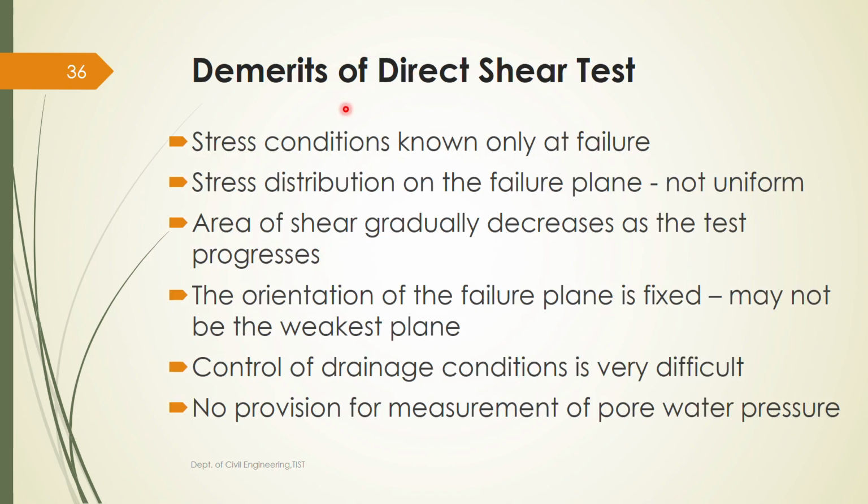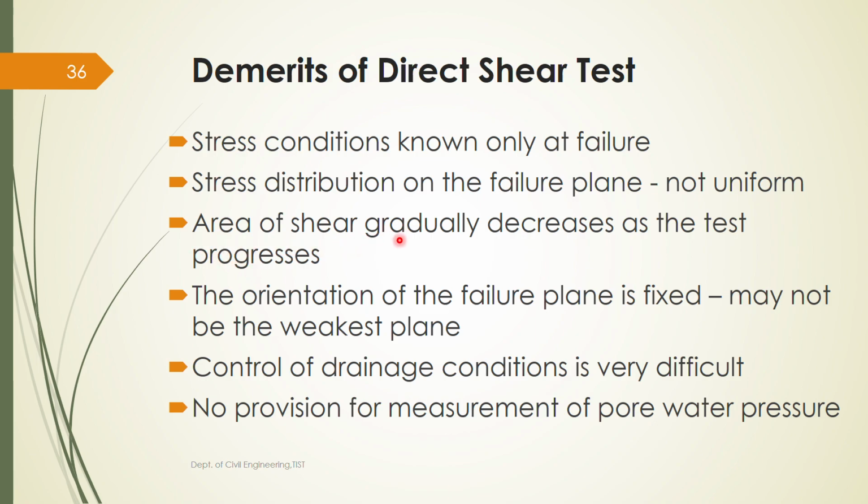Now, what are the demerits of the direct shear test? First one is that we are aware of the stress conditions only at the failure. Just before that, we don't know what the stress condition is. So we have a clear idea about the stress conditions only at the failure. And stress distribution on the failure plane is not uniform. We know that the failure plane is horizontal, and the stress distribution is not uniform. We have corners, so at the corners there may be stress concentration.